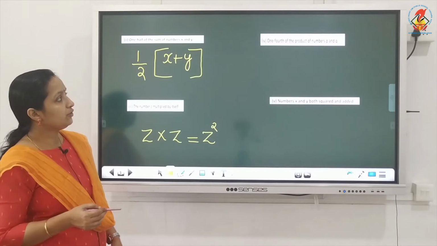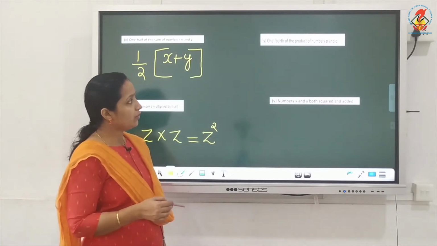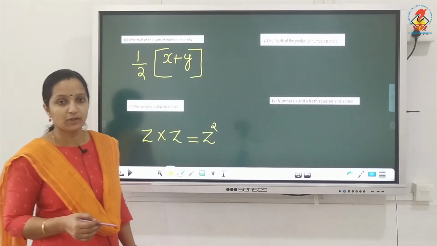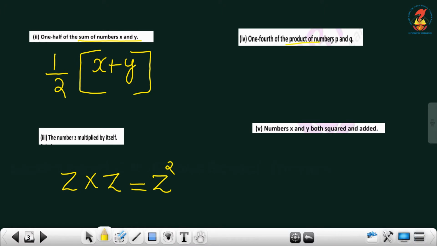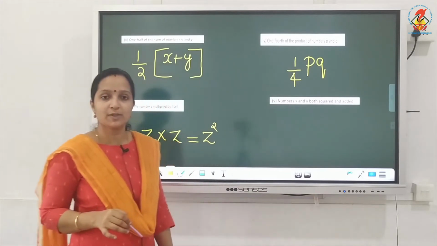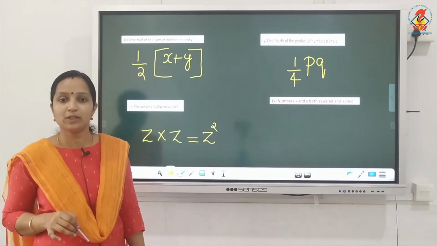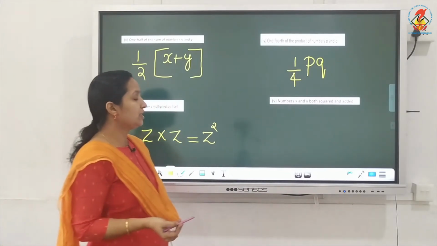Okay, now move to the fourth question. 1/4 of the product of the numbers p and q. We know that product means the answer of multiplication. Product of the numbers p and q, you can write it as pq. Now 1/4 of the product. So how will we write the expression? 1/4 pq. Okay children. Now move to the next question.